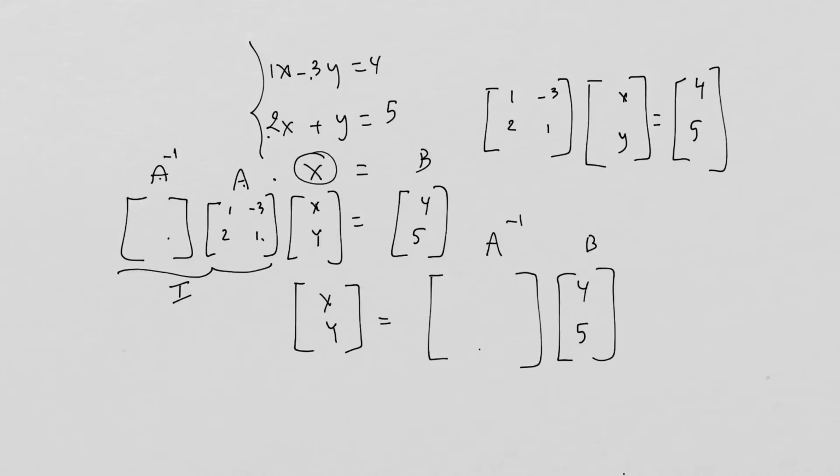So this will kill this. You get I, which just disappears, and you get this matrix B times A inverse. But you shouldn't write B A inverse. You should write A inverse B, okay? Because the order matters. The product multiplication is not commutative when it comes to matrices.